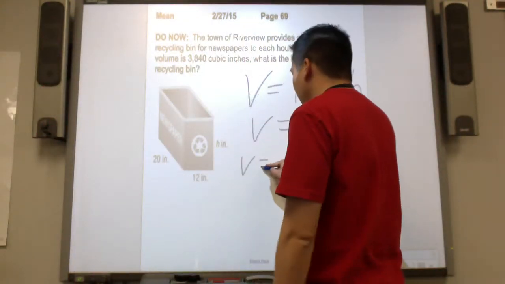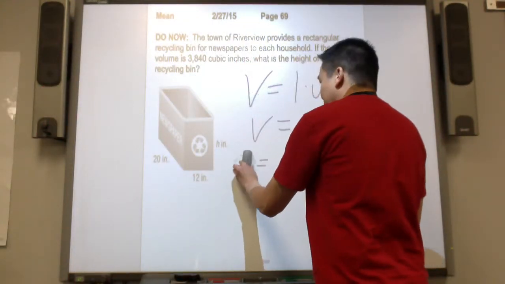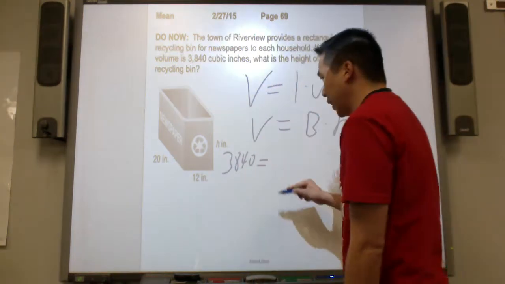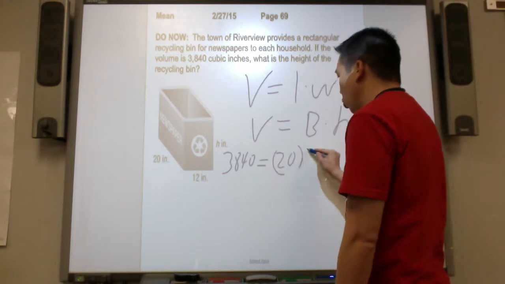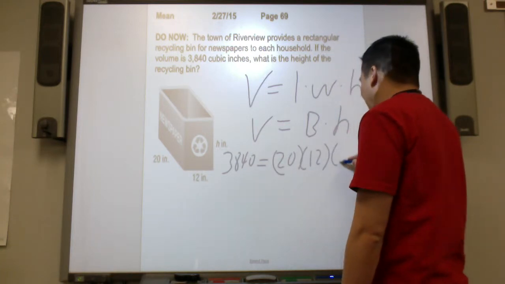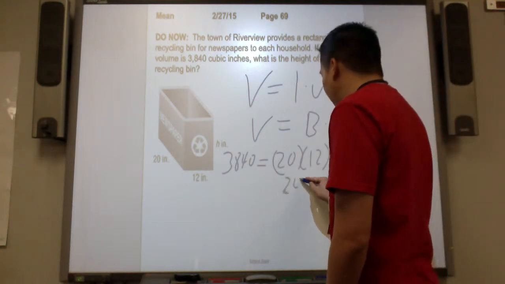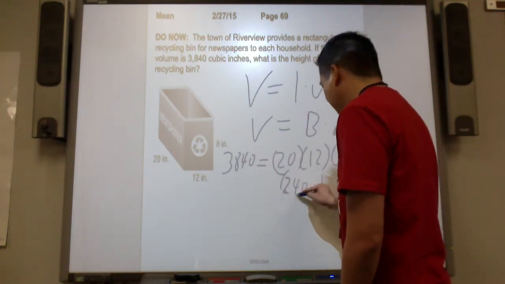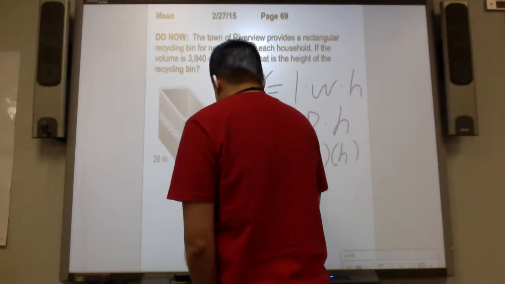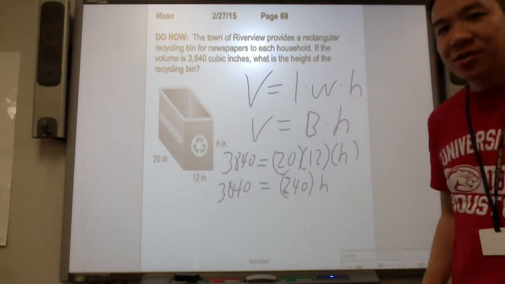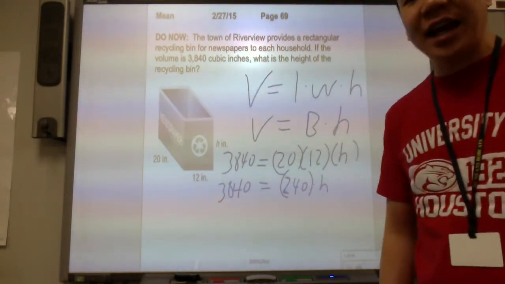So volume, there it gave us the volume. The given volume is 3,840. The length is 20. The width is 12. I do not know the height. So 20 times 12 is 240 times the height. So we could sit here and keep guessing. 240 times some height will be 3,840.